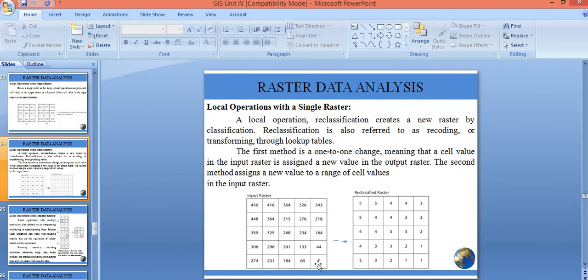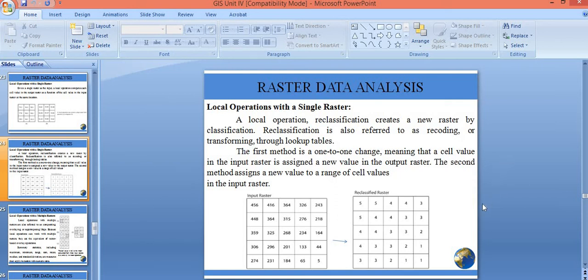Here you can just see. Here you have 5. So it comes into the category of 0 to 100. If you have 0 to 100, what you have to change? You have to change it as 1. Here you have 184. So 184 comes under the range of 101 to 200. If you have a value between 101 to 200, you want to change it as 2. Okay, so that's it. Okay, fine.